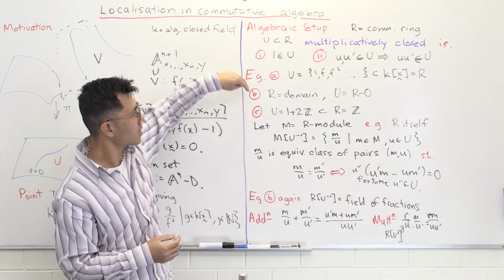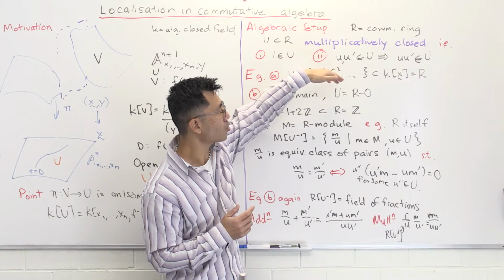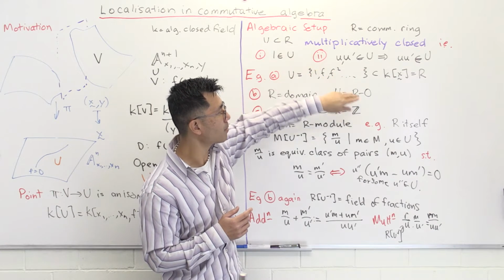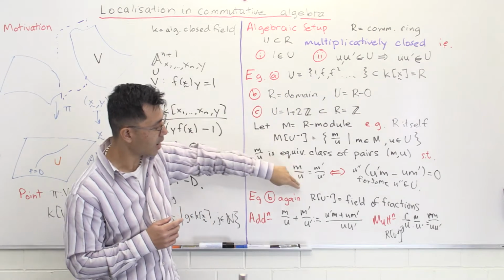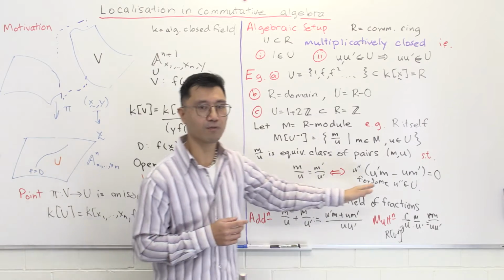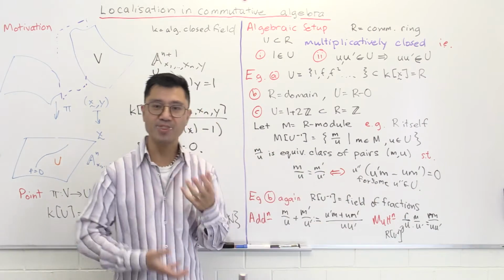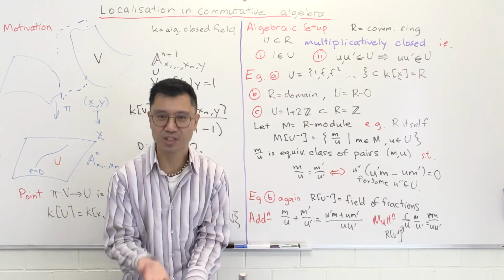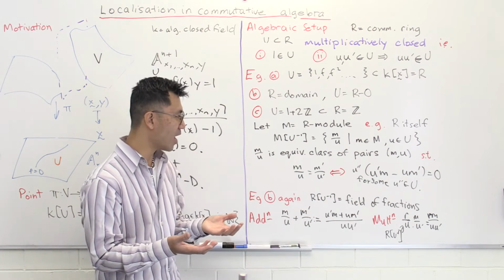Okay, so if we go back to this example B here, hopefully you've seen this before. If R is a commutative domain and you let U, the multiplicatively closed subset, be all non-zero elements of this R, then this R U inverse is just the field of fractions. And one of the things that you know in this case is that this is actually a field. Okay, so you can add fractions together, you can multiply fractions together.